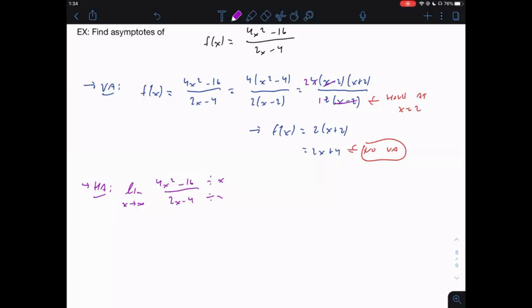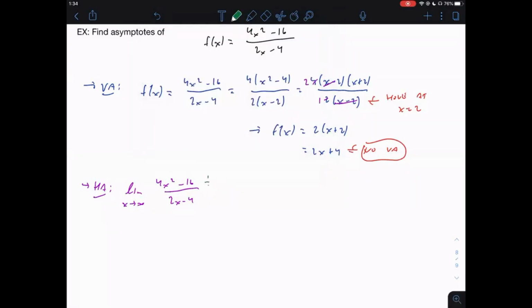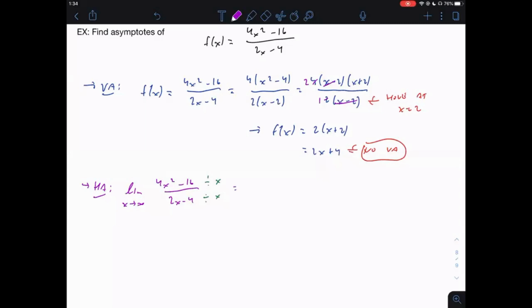Okay, put a different color. All right, so divide top and bottom by just x. All right, so you're going to have the limit as x goes to infinity of 4x squared over x minus 16 over x, all over 2x over x minus 4 over x.